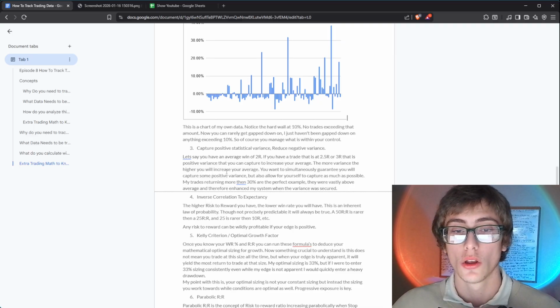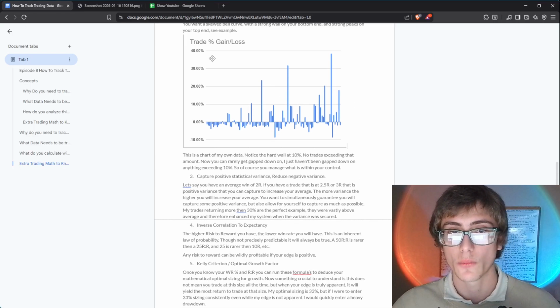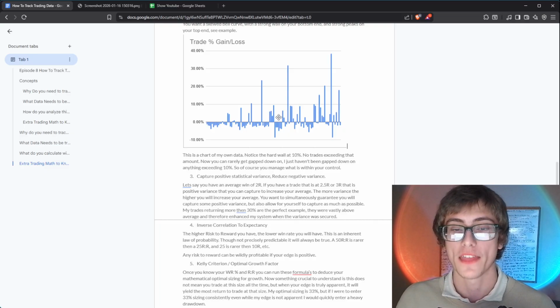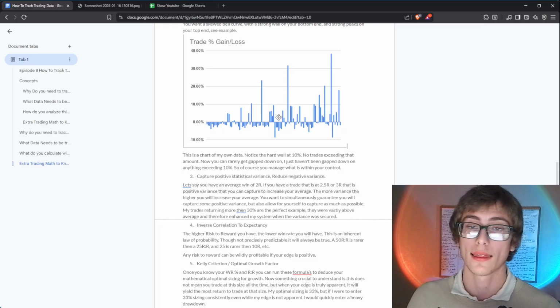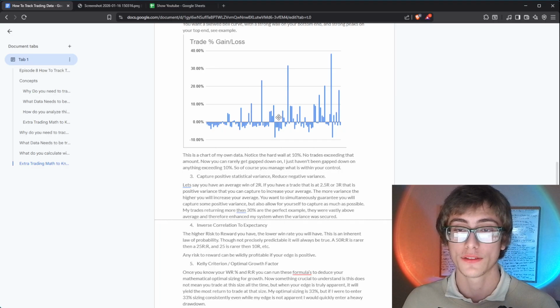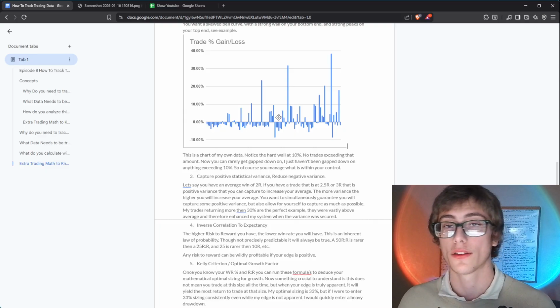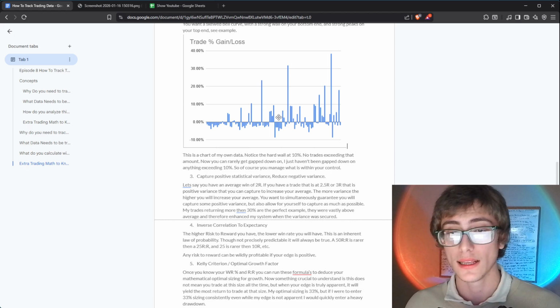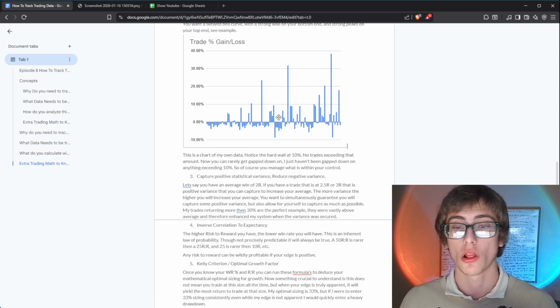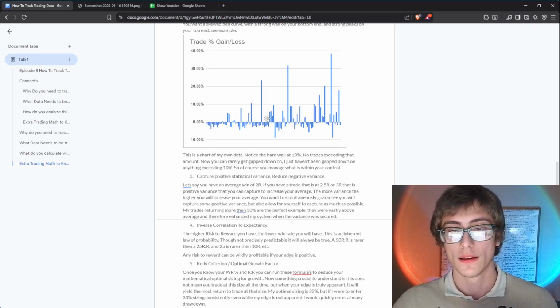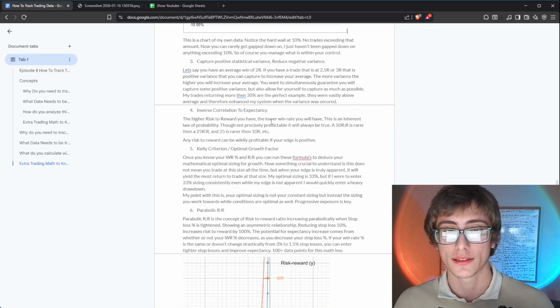So up here, my trades returning more than 30% are the perfect example. They were vastly above average, and therefore enhanced my system when the variance was secured. So when I allowed them to move, instead of 10%, I allowed them to move 20%, 30%, 40%. It allowed my system to capture a lot of positive expectancy, right? A lot of profit, right? It added value to the math of my system.